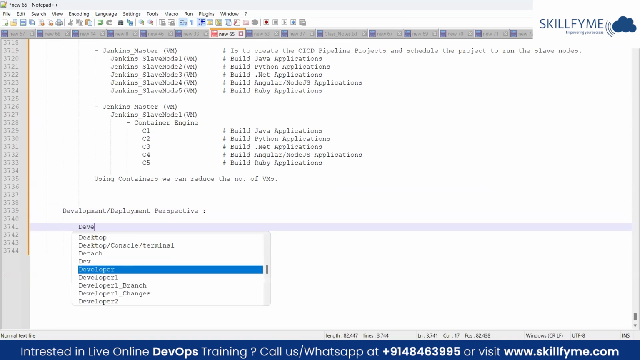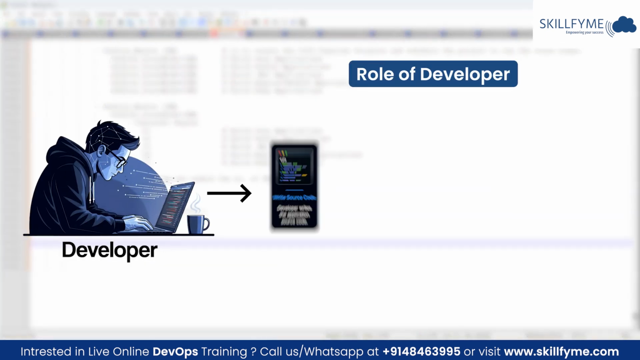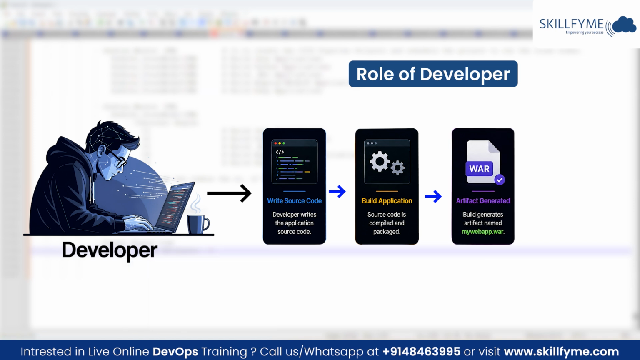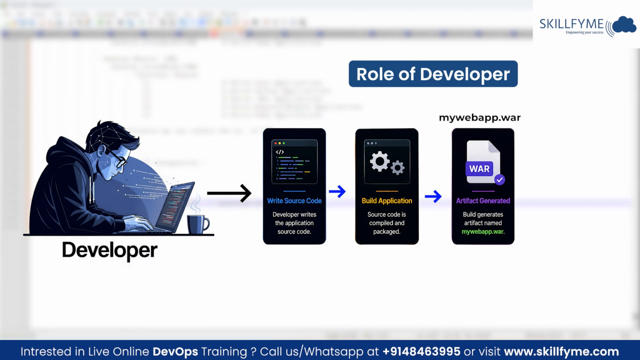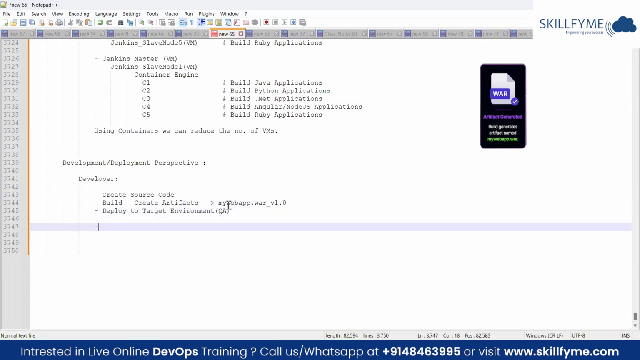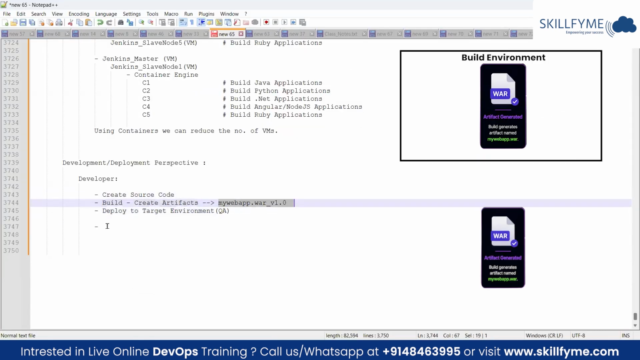Consider a scenario, we have a developer. So what's the role of the developer here? They create the source code, build, and as part of the build, they create the artifacts. It can be anything like a mywebapp.war file. So once the artifact is created, what is the next step? Deploy to the target environment. It can be your QA environment, for example. So now the artifacts, whatever you created in your build environment, will be copied to the QA environment.